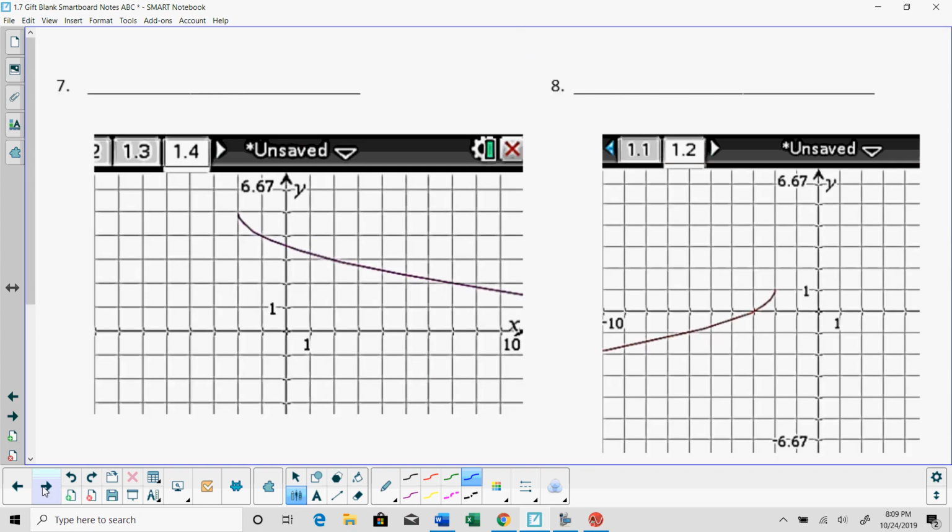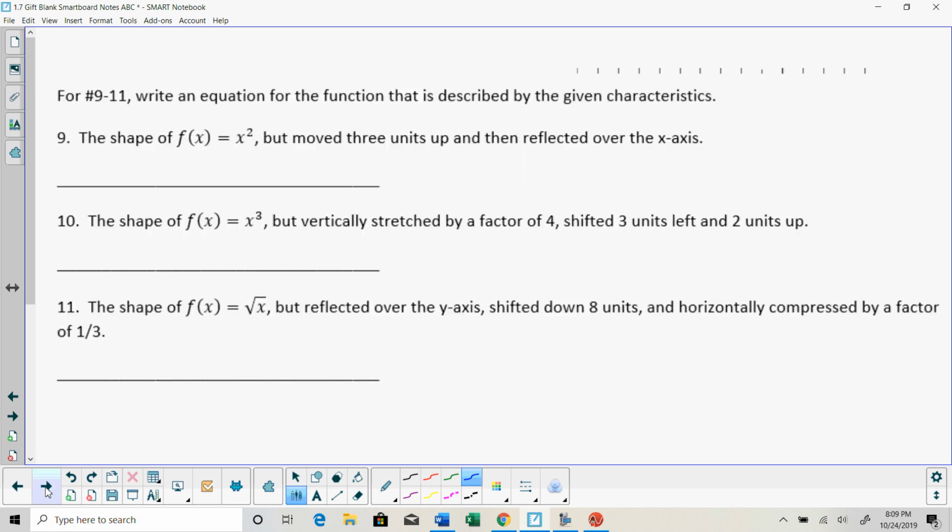All right, so I will let you wrestle with these. These are kind of fun. For 7 and 8, I don't think I did any kind of a vertical stretch or compression or horizontal stretch and compression. I think that these are all shifts and reflections for 7 and 8, just to give you that hint.